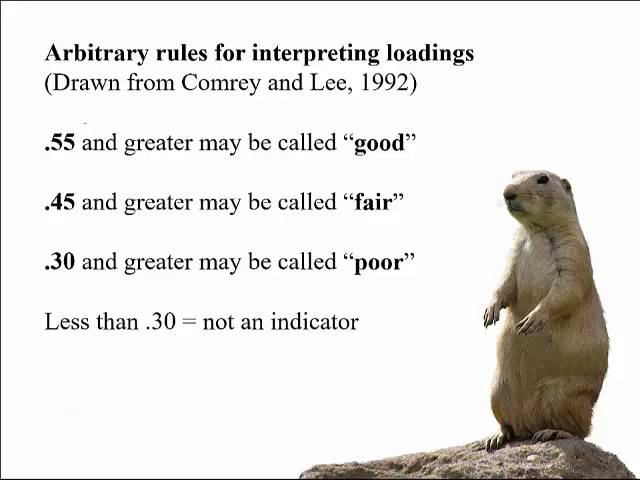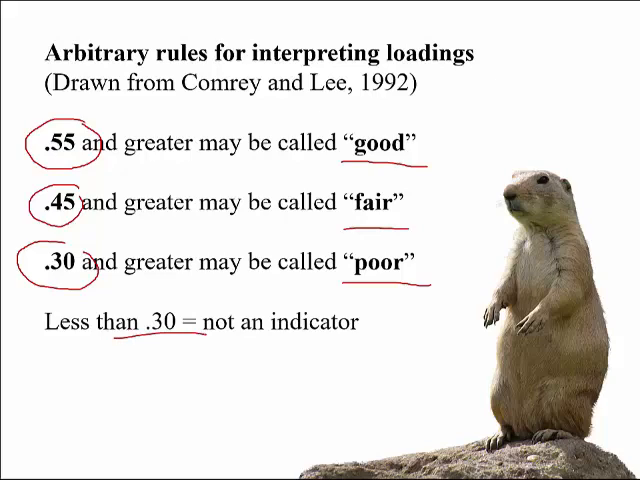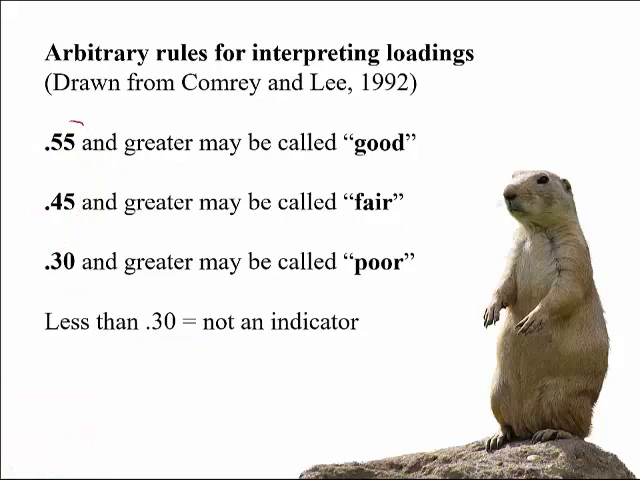And so according to their cutoffs, we can say if a factor loading is 0.55 or greater, we can call that a good loading. If it's 0.45 or greater, we can call that a fair loading. And if it's 0.3 or greater, maybe call that a poor loading. And if it's less than 0.3, we'll just say that's so bad it's not even an indicator. That item is not an indicator of a factor. So if we follow these guidelines, what we're looking for is each item to load 0.55 or greater on one and only one factor, and to load less than 0.3 on all the other factors.